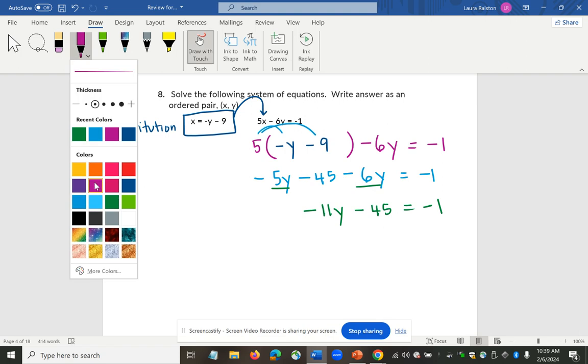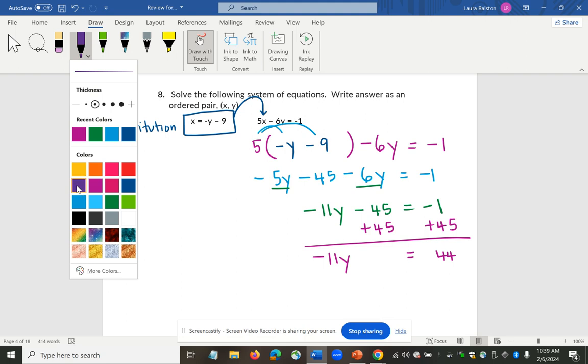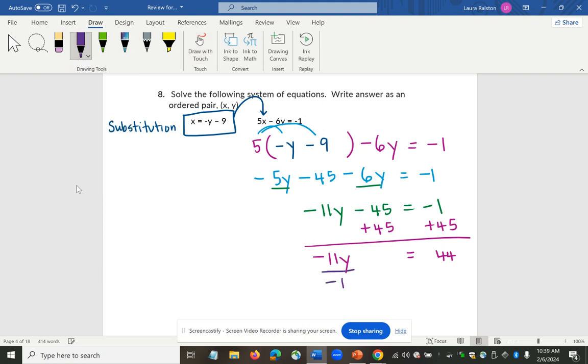I'm then going to add 45 to either side to isolate the y. I have negative 11y equals 44. I'm going to divide both sides by negative 11. So y equals negative 4.